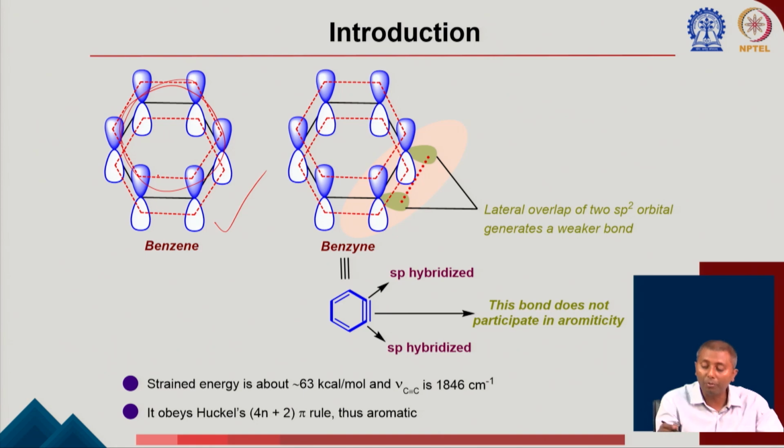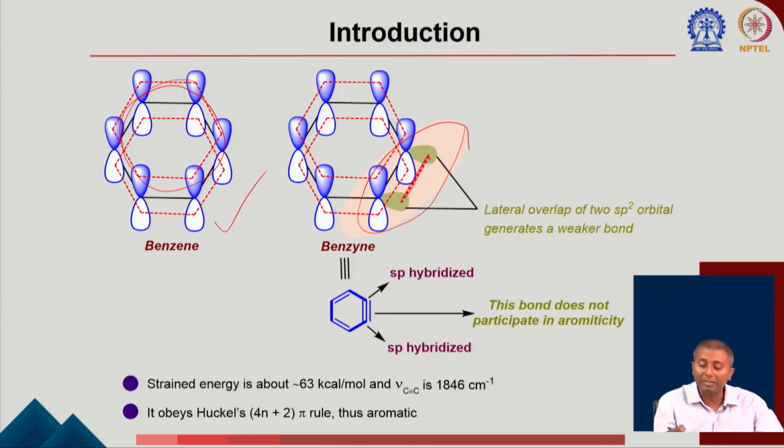Now what is happening once there is formation of this extra bond? These are sp2 orbitals forming overlap. This sp2 orbital and this sp2 orbital overlap here and form a weaker bond. And this bond is not part of the aromatic system. So that's why this type of benzyne is also aromatic.